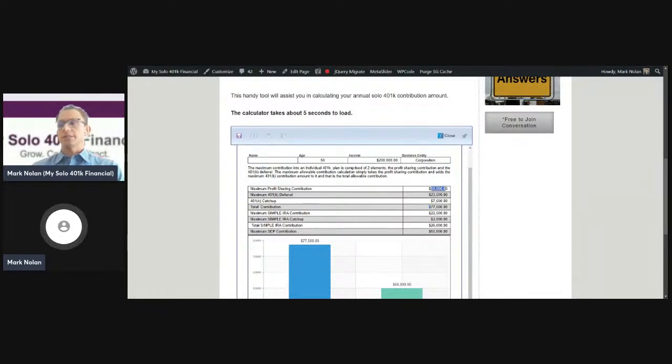Let's look at that math again. So 50,000 plus 23,500 equals 73,500. We add another 4,000 of catch-up. That gives us 77,500, because you cannot contribute more than the overall limit. So total contribution, 77,500. And again, you can chop up these figures how you want. You just can't go over that total amount of 77,500. Okay, let's do one last calculation here of the super catch-up.